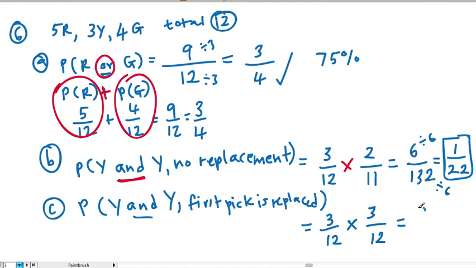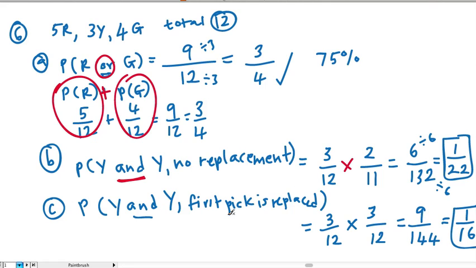So 3 times 3 gives us 9, and 12 12s are 144. So that is our answer. 9 divided by 144, 9 over 144. And if we simplified this, we could in fact divide by 9 and divide by 9, and that would give us 1 over 16. So this would be our answer in this case.